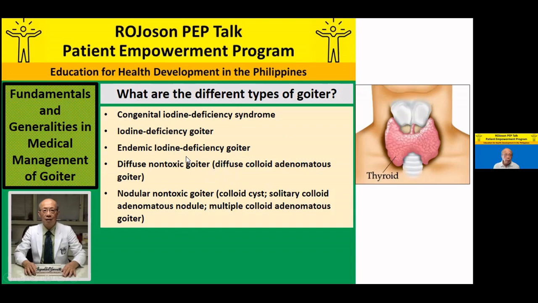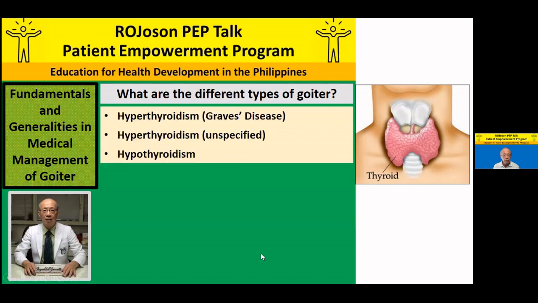Congenital iodine deficiency syndrome, iodine deficiency goiter, endemic iodine deficiency goiter, diffuse non-toxic goiter. Another term will be diffuse colloid adenomatous goiter. Nodular non-toxic goiter examples will be colloid cysts, solitary colloid adenomatous nodules, and multiple colloid adenomatous goiter. Others will be hyperthyroidism. There are two types of hyperthyroidism. One is the so-called Graves' disease, which is usually accompanied by bulging eyes. The other one, without the bulging eyes, is simple hyperthyroidism, which we call unspecified, and then hypothyroidism.